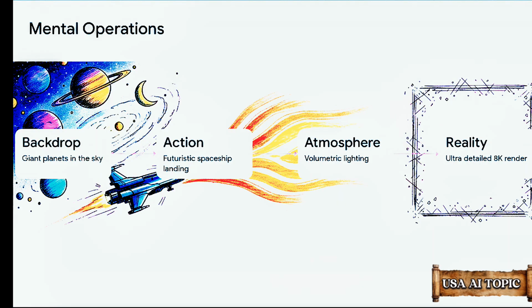This truly represents a mental order of operations. It shows exactly how we systematically build a sprawling, complex visual from just a few carefully chosen words. First, we hang the giant planets in the sky to set the backdrop. Second, we land the futuristic ship to bring action into the frame. Third, we flood the scene with that volumetric lighting for atmosphere. And finally, we sharpen the entire thing into an ultra-detailed 8K reality.